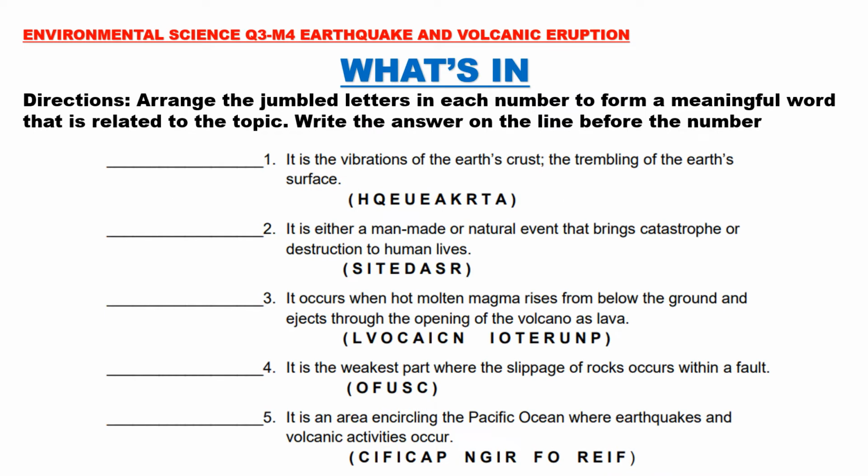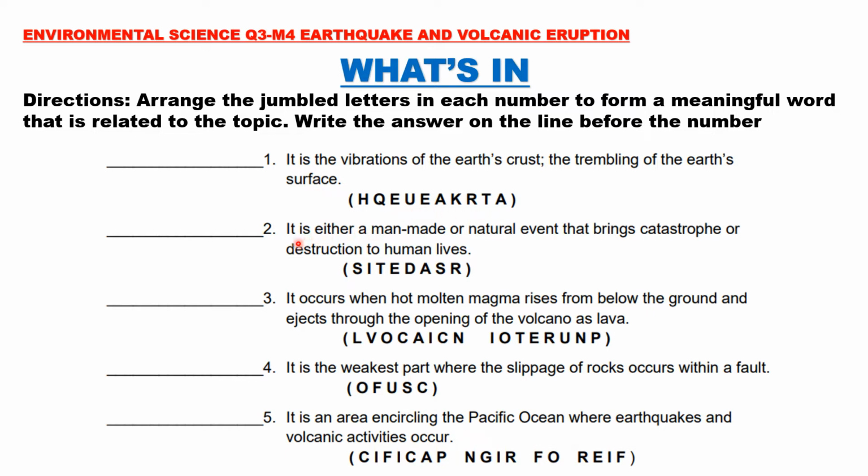What's in? Arrange the jumbled letters in each number to form a meaningful word that is related to the topic, and write the answer on the line before the number. So let's read number 1. It is the vibrations of the Earth's crust, the trembling of the Earth's surface. So these are the jumbled letters.